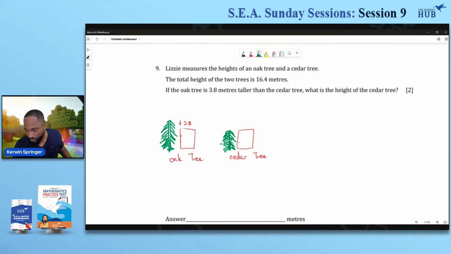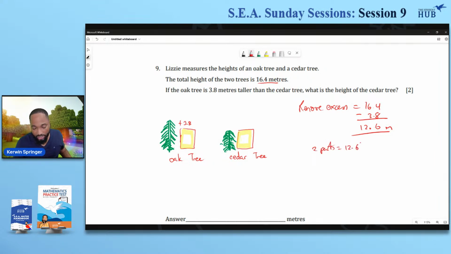So we can remove the excess from the total, as we normally do. If we remove the excess, we will have 16.4, that's the total, minus 3.8, which is 12.6. Verify that that's 12.6. So now this 12.6 represents the equal share, the two parts. So two parts equal 12.6. They are equal now. One part would be equal to 6.3. What is the height of the cedar tree? So 6.3. No need to add back to get the oak tree.